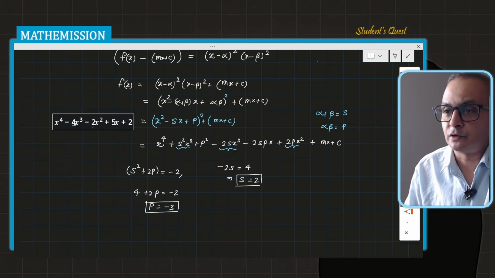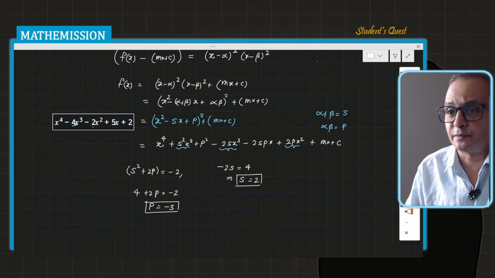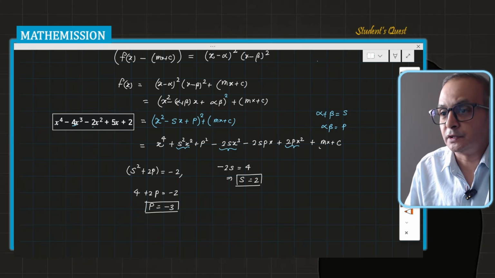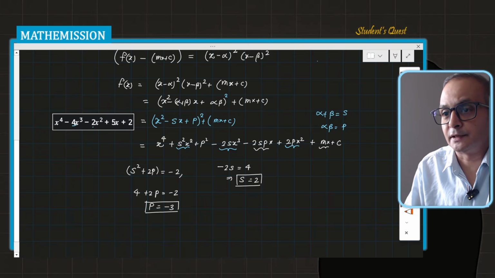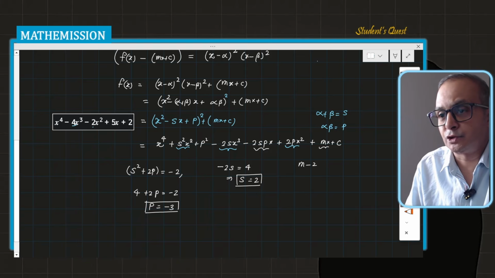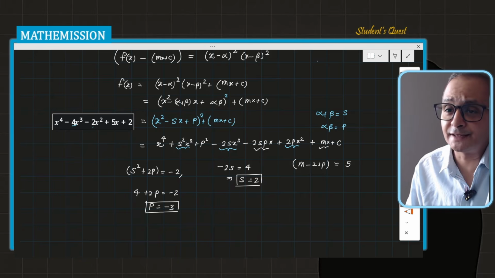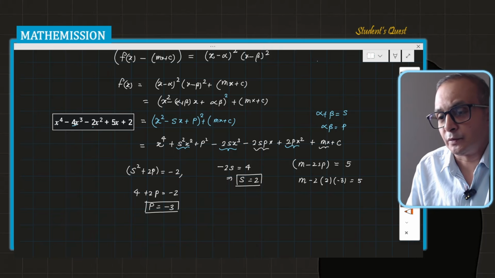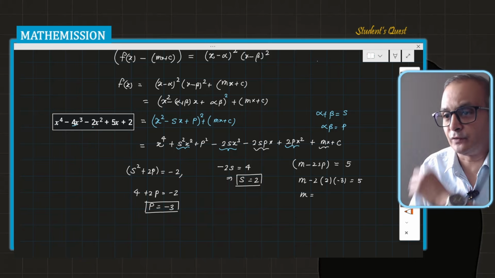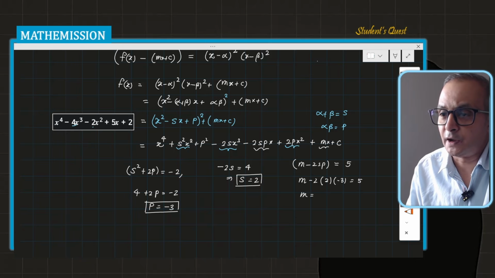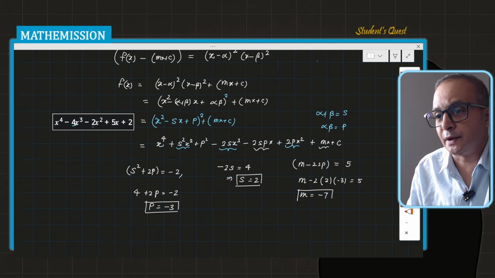And now we compare the coefficient term. So the x term first. So x term is only there, then those two m, x, and this thing. So let me write m minus 2sp is equal to 5, and so we have s and p both, so let's substitute it. So m minus 2, and s was 2 and p was minus 3. So from there the slope I'm getting is, what is that? 5 minus 12. 5 minus 12 is negative 7. So m I got as minus 7.